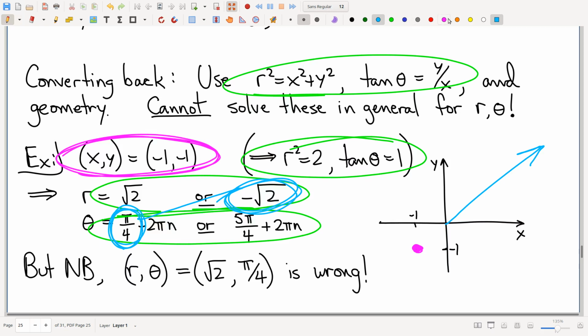Likewise, let's look at the 5 pi over 4 candidate. So that would be that angle. In this dark blue direction, how far do I need to go to get to the purple point? Well, the point is in that direction, so a positive amount in that direction. So 5 pi over 4 pairs up with the positive r. Does that make sense? All right, so again, heads up, be careful.